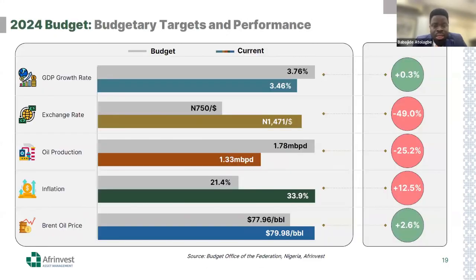The budget target performance, well, in terms of 2024, I think many of the indicators have quite underperformed. GDP growth, well, we looked at 3.4, we looked at 3.7, and we have a 3.4. Exchange rate has woefully underperformed. Oil production is still shy, and inflation is still at a record high. So 2024 has not been a year that our public policy decision makers can really say they've done well in terms of the targets we set for ourselves.